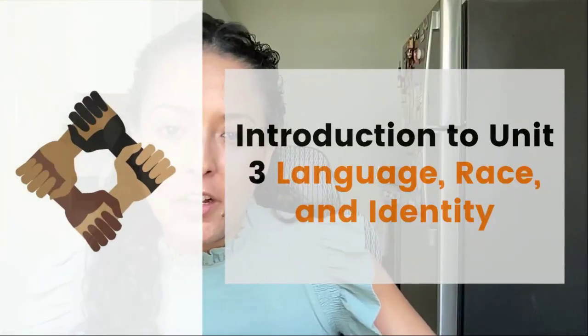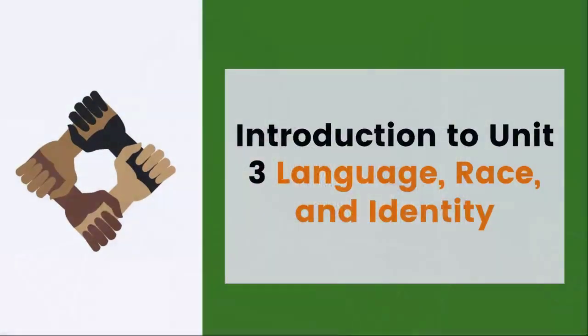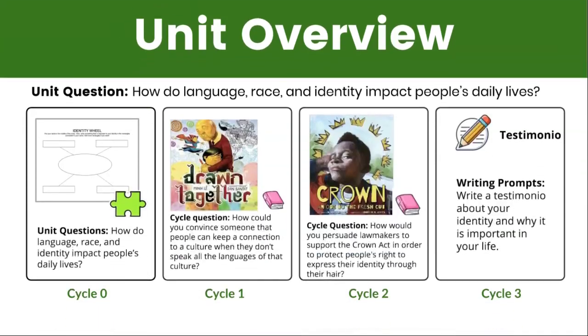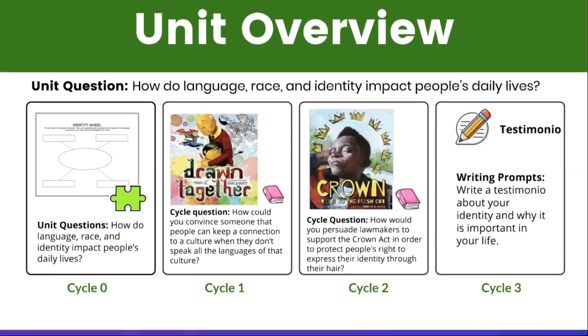Unit 3 focuses on the following themes: language, race, and identity, and I will be breaking down each component to hopefully bring some clarity to you all. Here is a unit overview, which discusses the following question: how do language, race, and identity impact people's daily lives? This is the overarching question. Then you will center on two different cycle questions and then a specific writing prompt that focuses on the three different questions you're presented with.